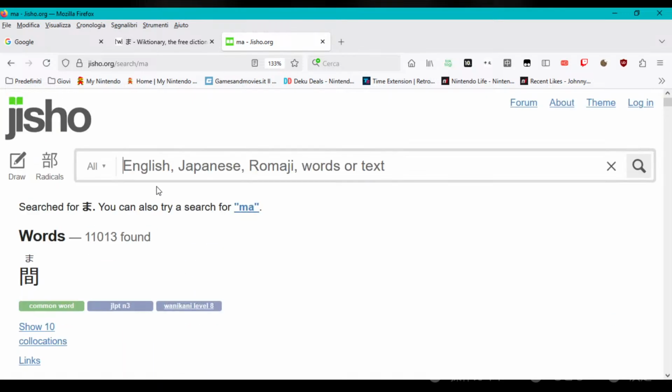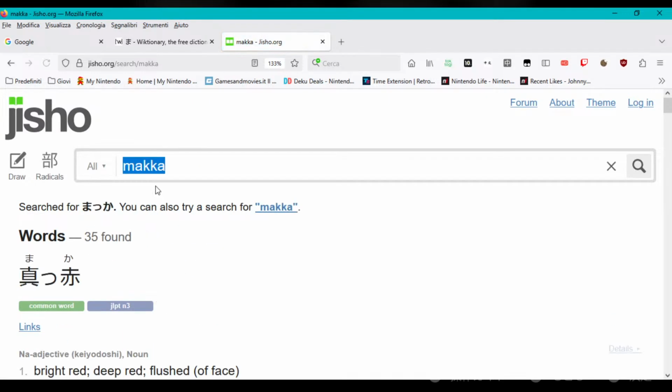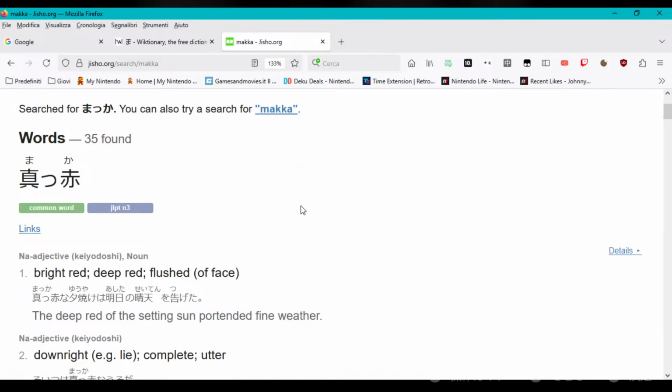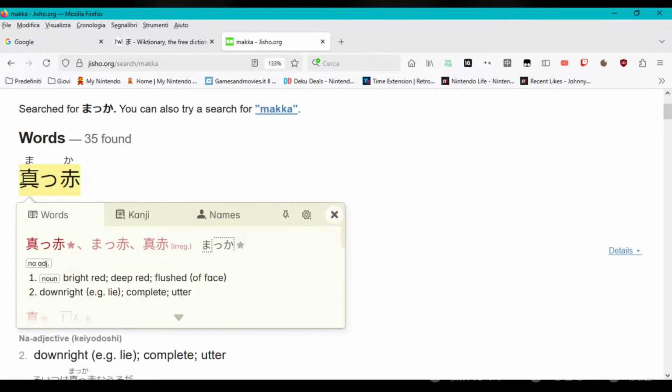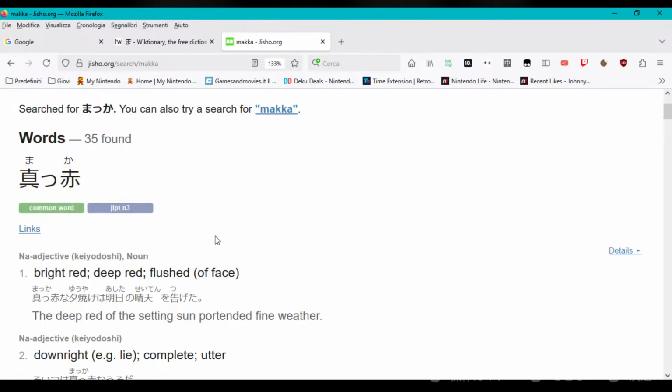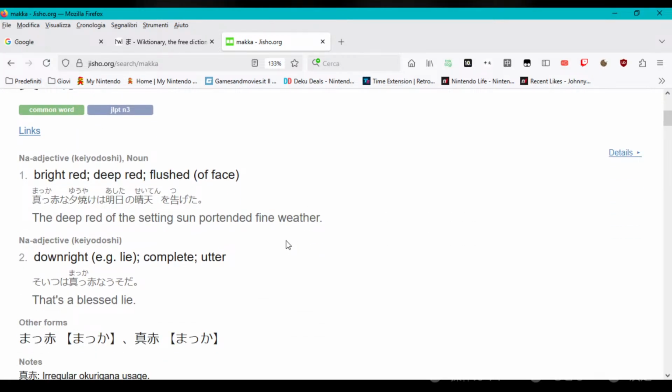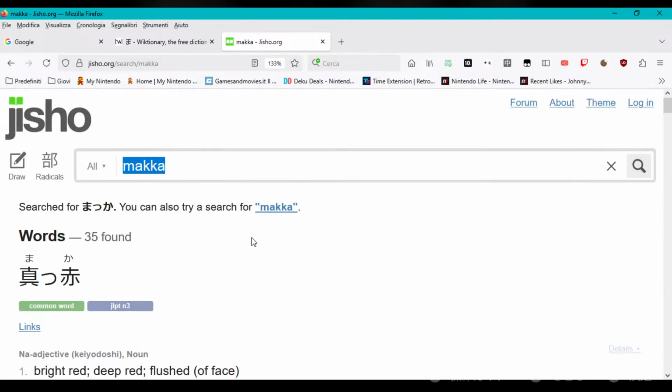An example of that is with the color aka, akai, as we have seen before, red. Combined with ma, it becomes makka. The a falls, and then we have this doubling of the following ka, makka, which means bright red, deep red, and other extended meanings.